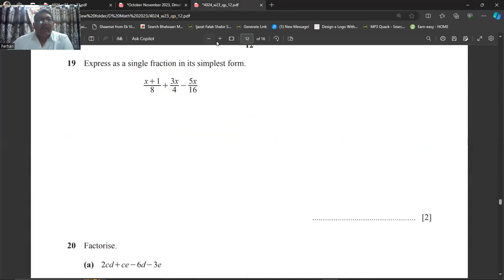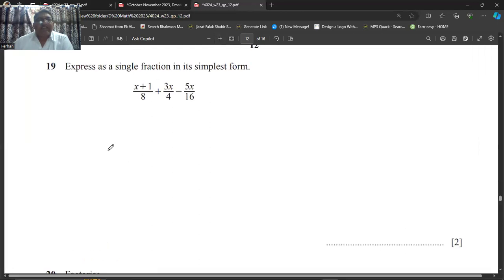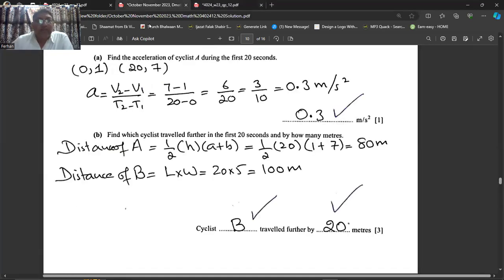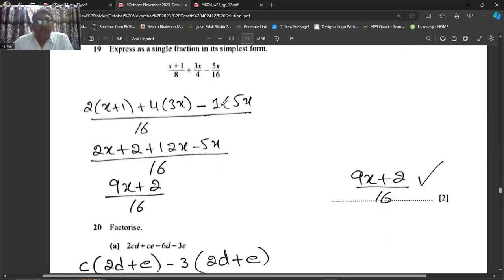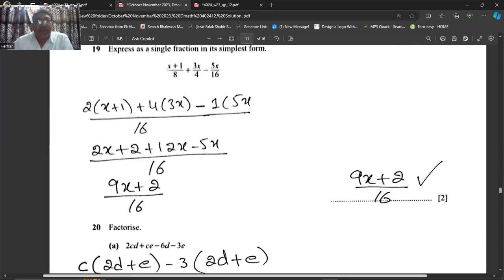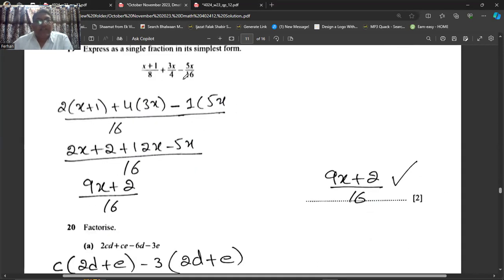Okay, so we have here on your screen question number 19. It says express as a single fraction in its simplest form. Here we have three fractions, and they are adding and subtracting. So I have to convert them into a single fraction. The method is very simple. I will take the LCM, and you can see here their LCM will be 16.